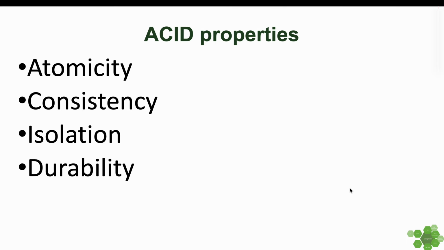Atomicity means that all of the actions that form a transaction must succeed, or all of them must fail. We are not allowed to have one succeed and the rest fail, or maybe two succeed and one fail, depending on how many actions are in the transaction. They must either all pass or all fail.